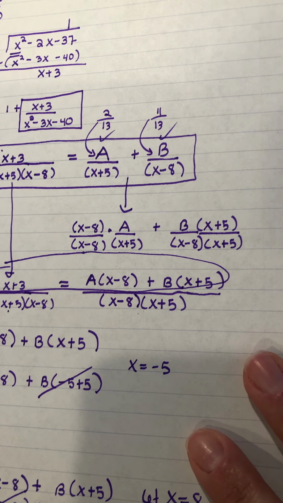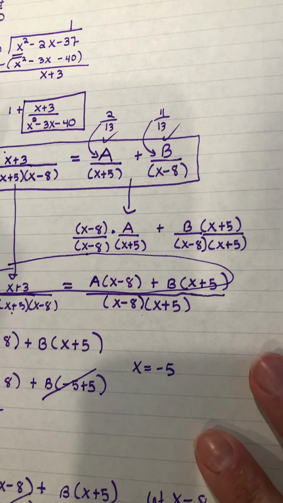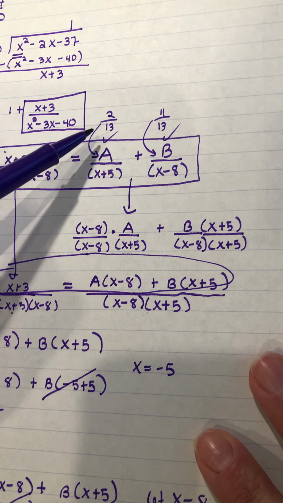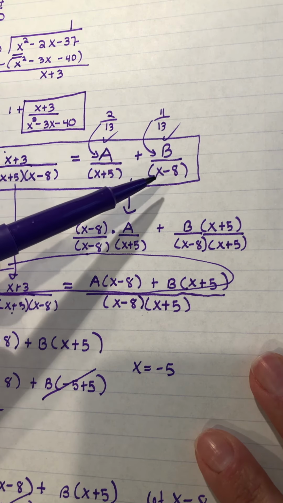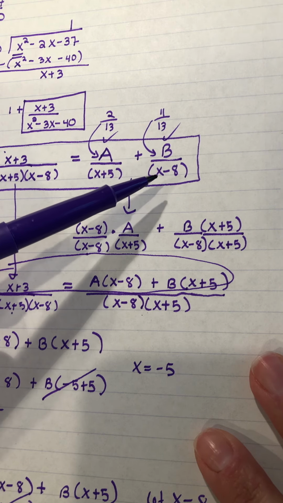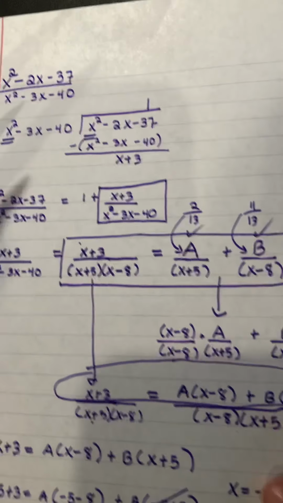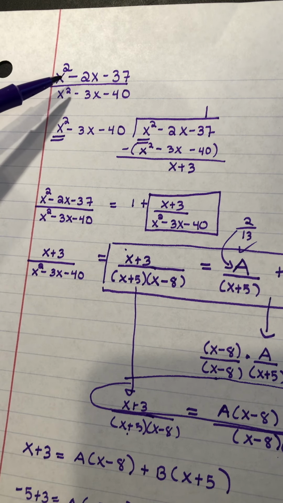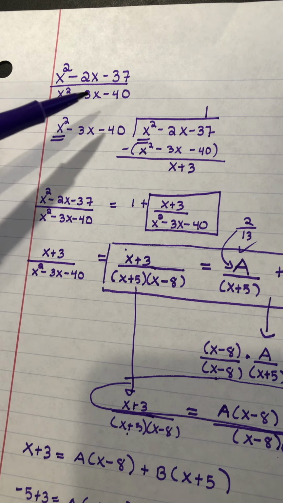And if this were a calculus problem, right, I could integrate or find the integral of, don't forget about our 1 plus 2/13 over x plus 5 plus 11/13 over x minus 8. And that would be a very, very easy problem to do. Way easier than the original problem of x squared minus 2x minus 37 over x squared minus 3x minus 40.